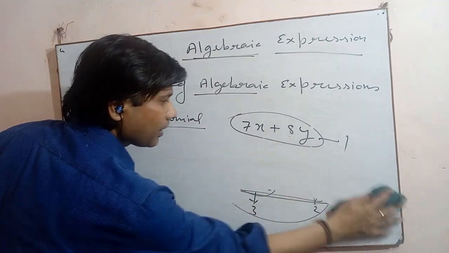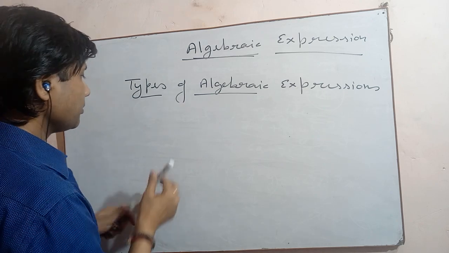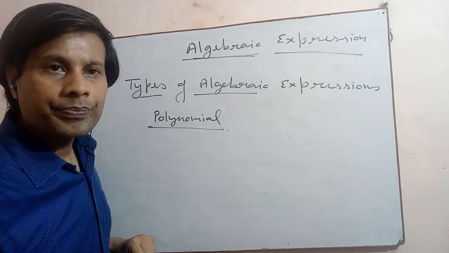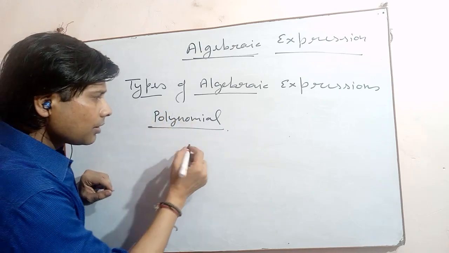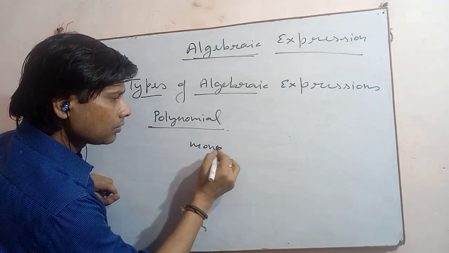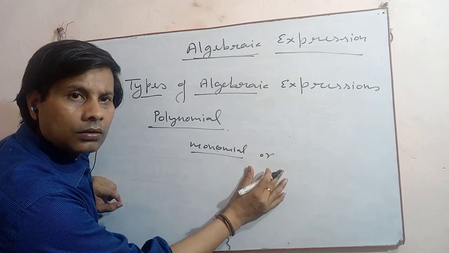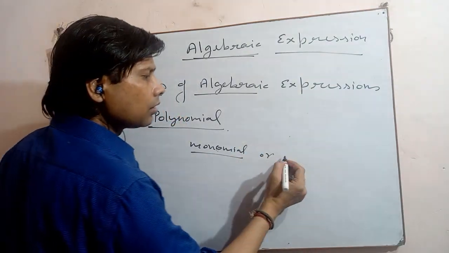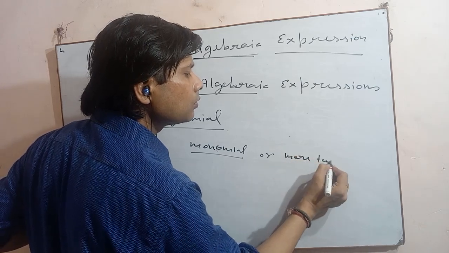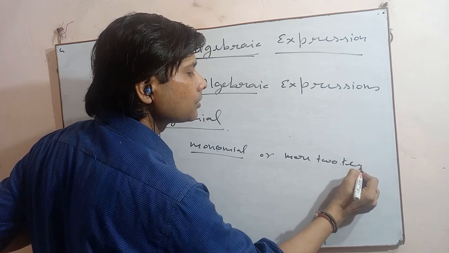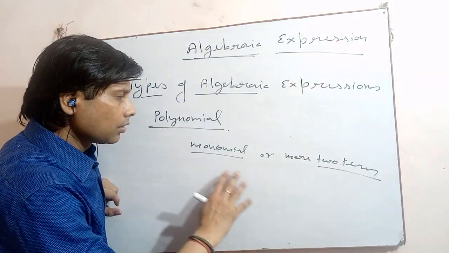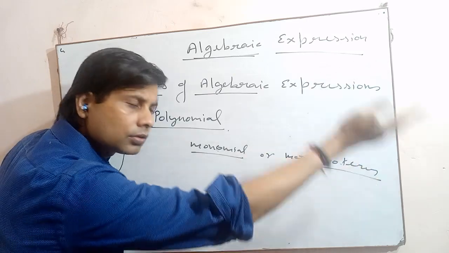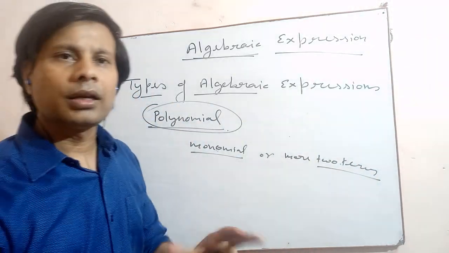And in a similar manner, we can say it's not possible to write every name. So in general, we can say polynomial. So what is a polynomial? Polynomial is a monomial or more than a monomial, meaning a monomial or more than two terms. One term is a monomial, two terms a binomial, three terms a trinomial, and more than three terms is also called, altogether, a polynomial. It's a general name.